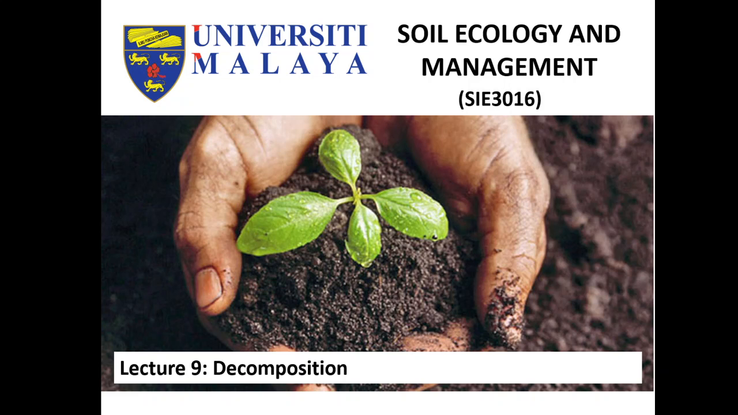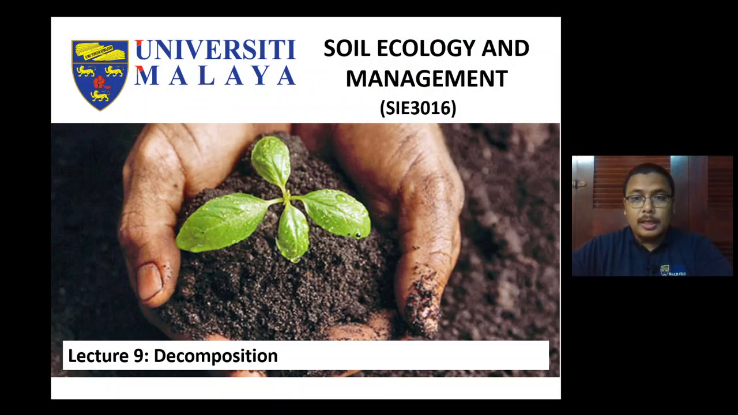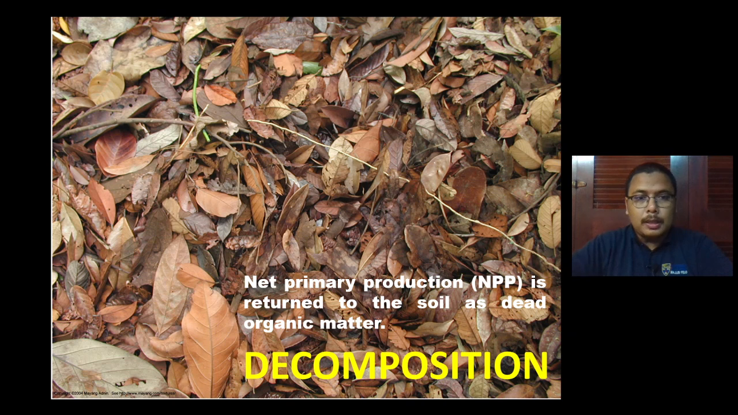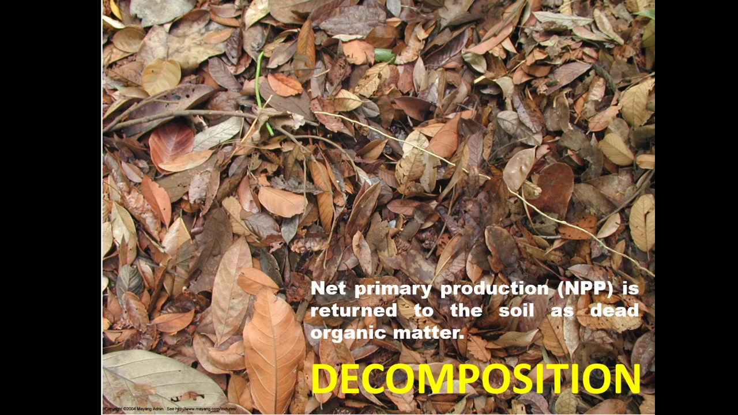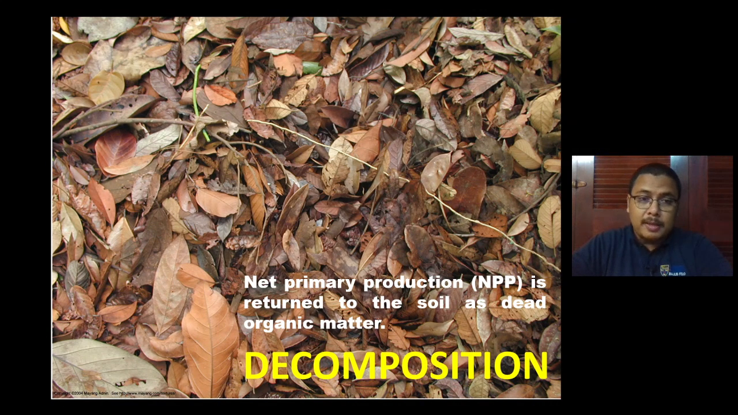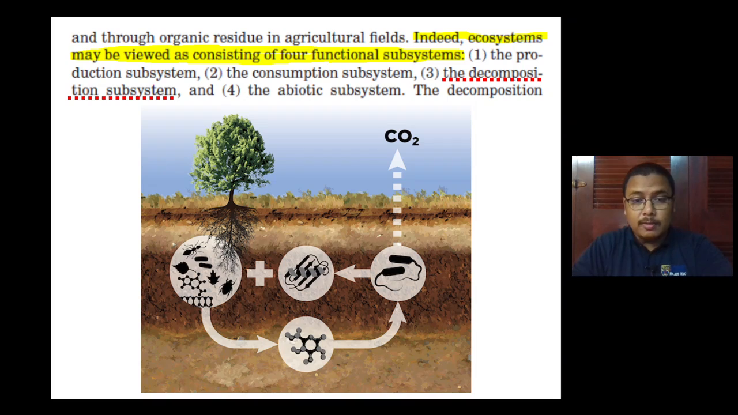Okay, now we will go a little bit further on the decomposition process. This is a key process in the soil that is essential for the ecosystem. The bulk of terrestrial net primary production, or NPP, along with the bodies and excretions of animals, is returned to the soil as dead organic matter. Some 90% of terrestrial net primary production eventually enters the soil system through dead plants in grasslands, through leaves, roots, and wood in the forest, and through organic residue in agricultural fields.